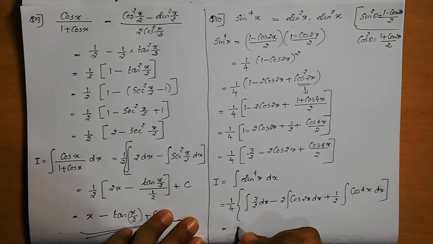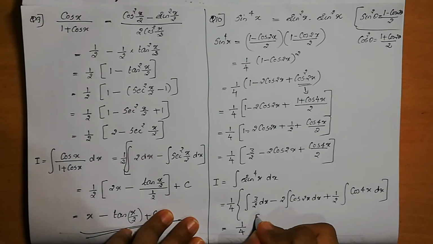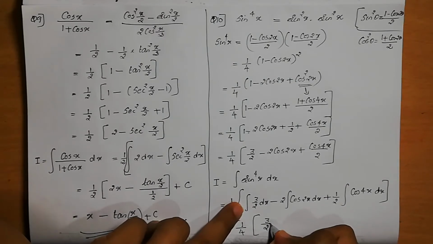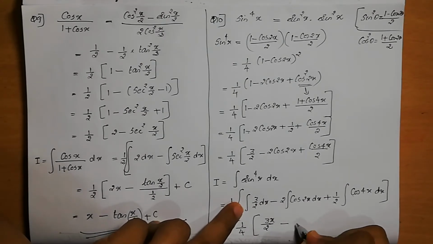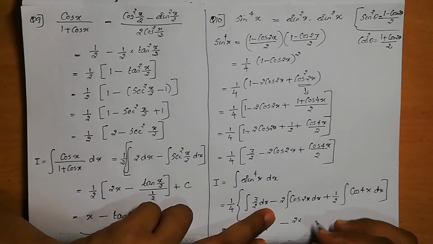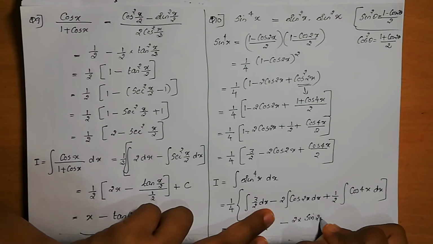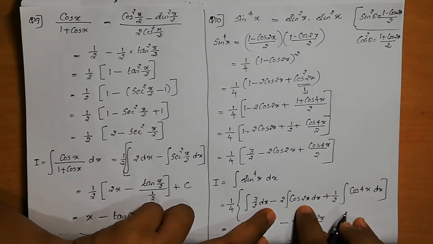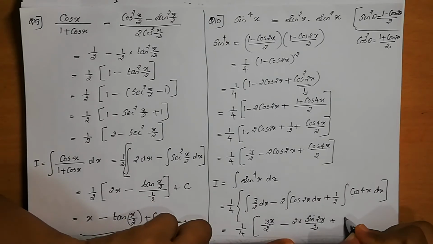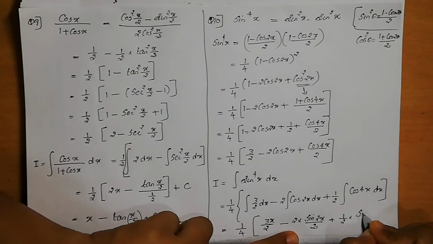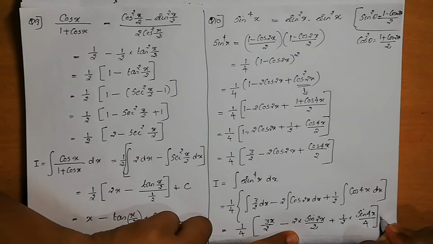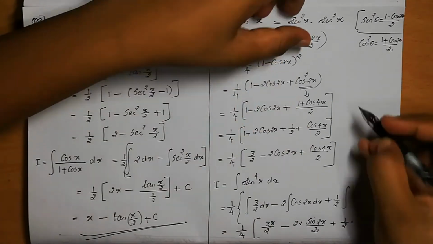That means 1 by 4 in bracket. This is 3 by 2 is a constant. So integral dx is x. That means 3x by 2 minus 2 into integral of cos 2x. Integral cos x is sin x. Here it is sin 2x by 2, because this one, integral 2x, means 2 is a constant. Plus 1 by 2 into integral of cos 4x, which is sin 4x by 4, plus c. C is the arbitrary constant or constant of integration.